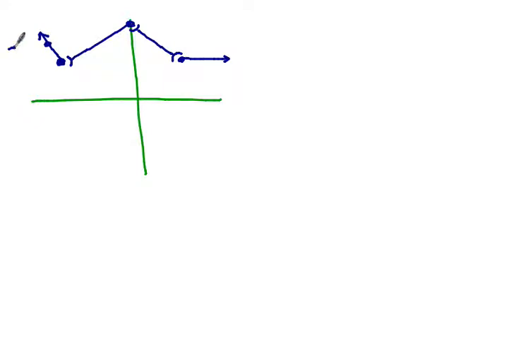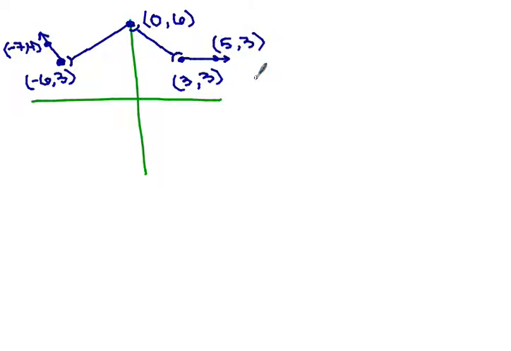Let's call this -7, 4. Let's call this -6, 3. Let's call this 0, 6. We'll call this 3, 3. And we'll call that last point 5, 3. Okay, so based on that, you should be able to find the slopes and y-intercepts of those 4 lines. And then you can build your piecewise function.